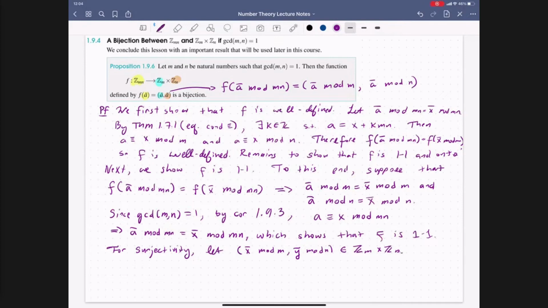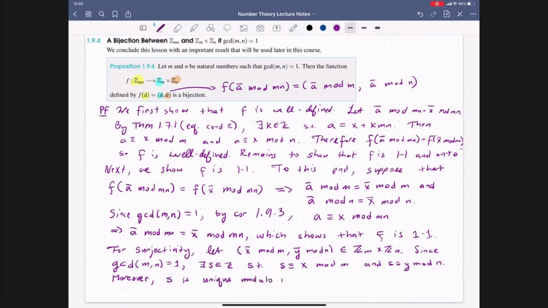And now for this, we're going to go ahead and use the Chinese remainder theorem. Because by the Chinese remainder theorem, and specifically since this is crucial, we are here again using that the GCD of M and N is 1, there exists an integer S such that S is congruent to X mod M and S is congruent to Y mod N. And so we have this element, and moreover, S is unique modulo the product of M times N. So we have M times N here.